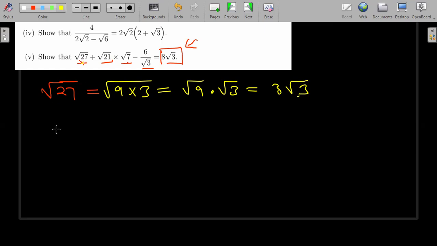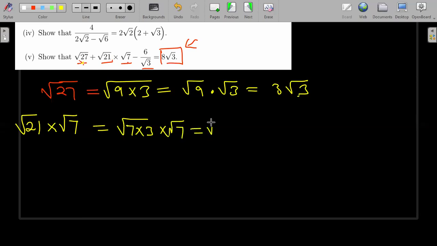Let's move to 21 there. This 21 is being multiplied by the root of 7. So 21 is the same as 7 multiplied by 3, multiplied by the root of 7. Here I'm going to separate root of 7 multiplied by the root of 3 multiplied by the root of 7. This root of 7 and the root of 7 will multiply and the square root will cancel. So what I remain with is just 7 and then root of 3. So this whole expression here has just become 7 root of 3.